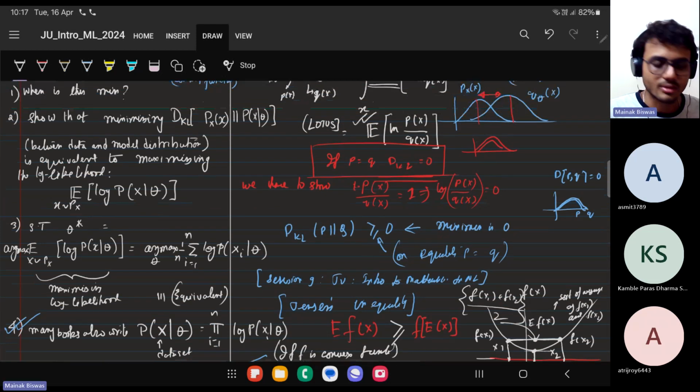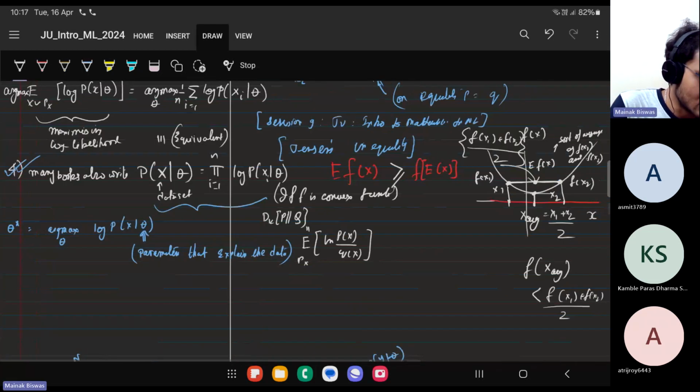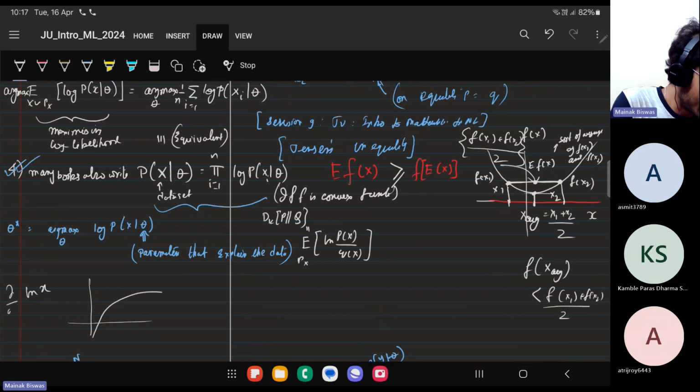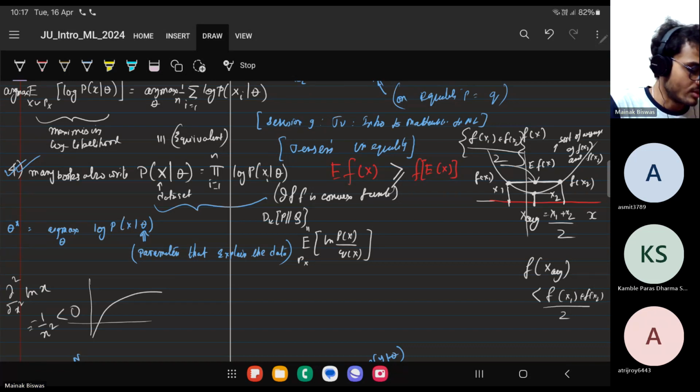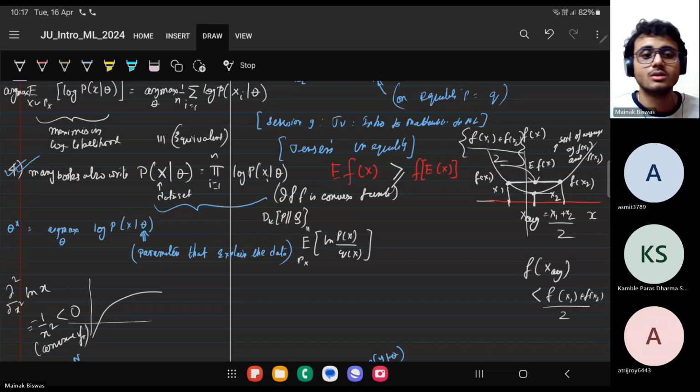Okay, hello. Now, what is log? Can you tell me? Log is a concave function, right? If you take log of x and take the second derivative, what do you get? Minus 1 by x square, which is less than 0, which is a concave function, right? We showed it last time.